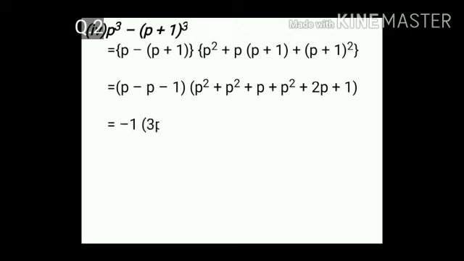Equal to minus 1 open bracket 3p square plus 3p plus 1. Now we have to multiply by 1, children. Minus 3p square minus 3p minus 1.